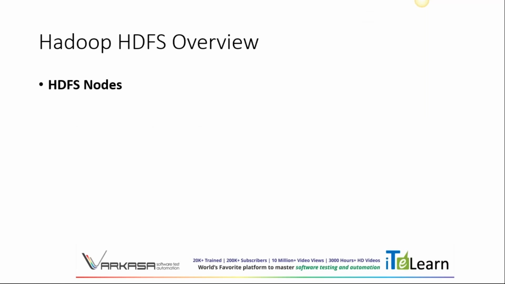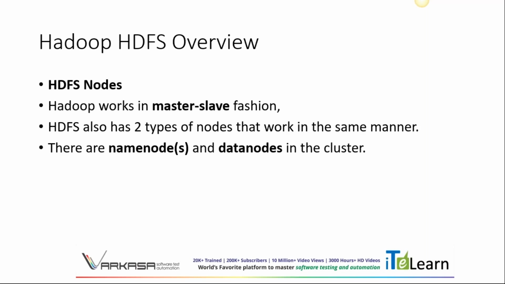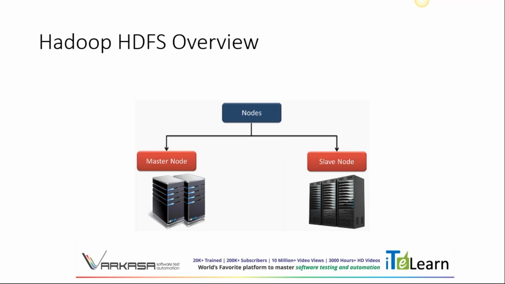Okay. And what is the structure of HDFS? We call them HDFS nodes. Hadoop works in master-slave fashion. We have master servers, master machines, and slave nodes or slave machines. So it has two types of nodes that work together. One is the name node, and the other is the data node in the cluster. So master is the name node and slave is the data node. Data is stored in the slaves. If you look at the diagram, it looks like this.